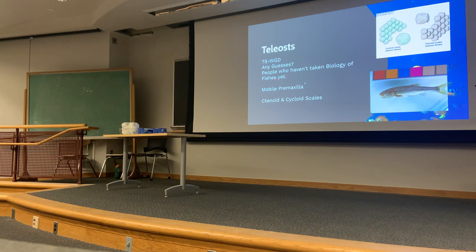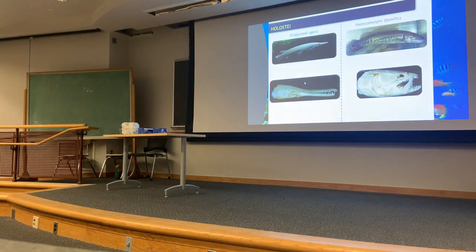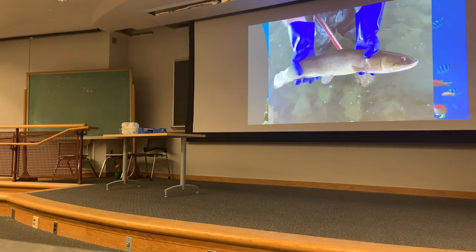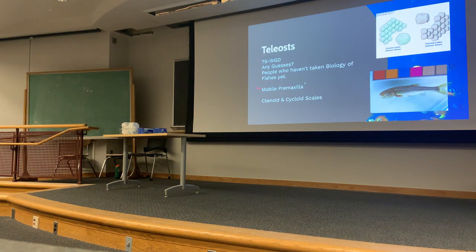They have a mobile premaxilla, which I don't have any very good pictures of, but go back. So this is their maxilla, and their premaxilla is this kind of bone structure right at the top of the nose. And in teleosts, it's very mobile. If you've ever held a bluegill, you know that if you take its lip, you can pull it forward, and it extends out super far. Again, this is a feeding adaptation. This helps them suction feed better. They open their mouths, the premaxilla extends, the buccal cavity opens up, a vacuum occurs, and it sucks prey in.